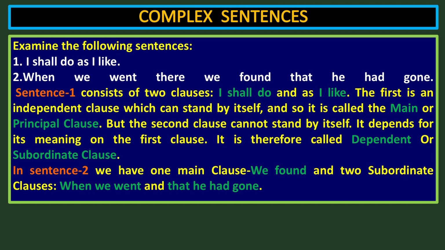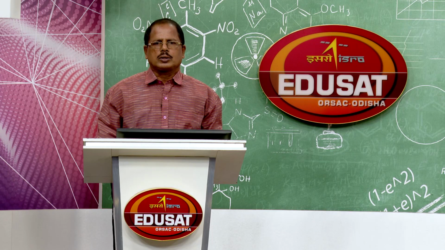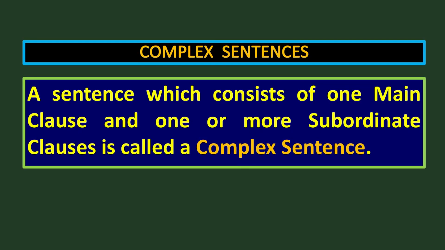And in sentence 2 also we have one main clause, we found, and two subordinate clauses, when we went there and that he had gone. So, this is how we can say a complex sentence has a main clause or a principal clause and one or more subordinate clauses, they are not independent, they are dependent clauses. So, let us conclude the definition. A sentence which consists of one main clause and one or more subordinate clauses is called a complex sentence.